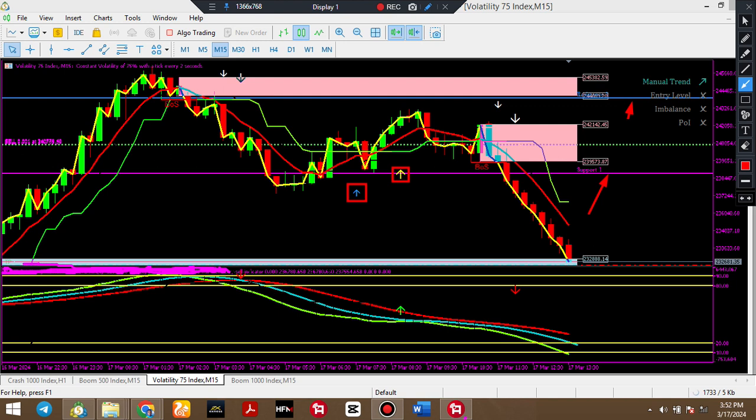So coming back to this very pair, which is the Volatility 75 Index. Before I took this trade for sell, you can see this is a sell signal, but this is 15 minutes. Now let me explain what happened. I took this sell from 5 minutes and I'll tell you what happened before I did that. So when I opened the charts, I checked the 1 hour time frame.